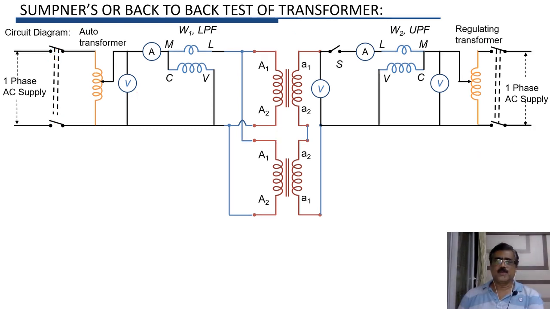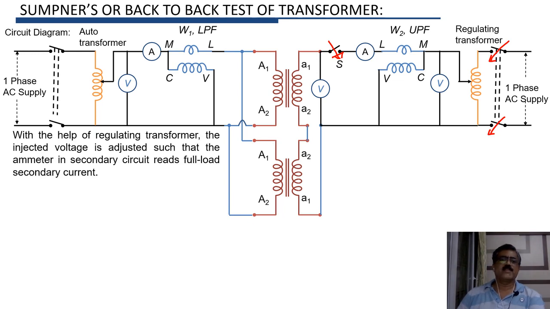Let us now see what happens if EMF is injected on the secondary side. To inject the EMF, first of all you have to close the switch S, and then you have to close the mains switch on the secondary side. Now we can adjust the injected EMF with the help of the regulating transformer. So by changing the position of the regulating transformer, we can inject the required EMF.